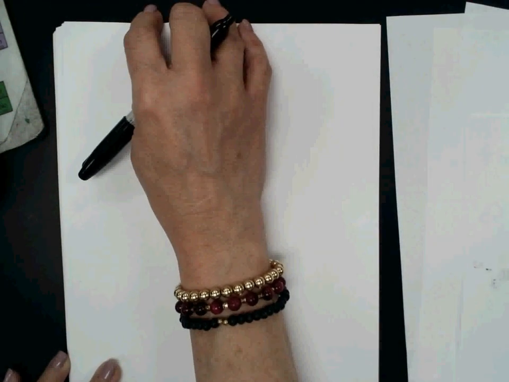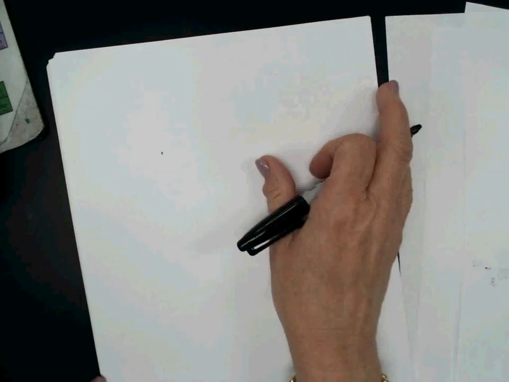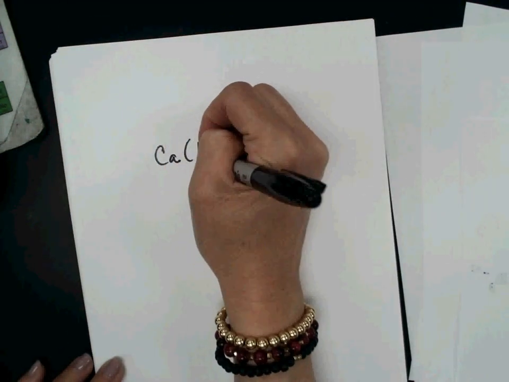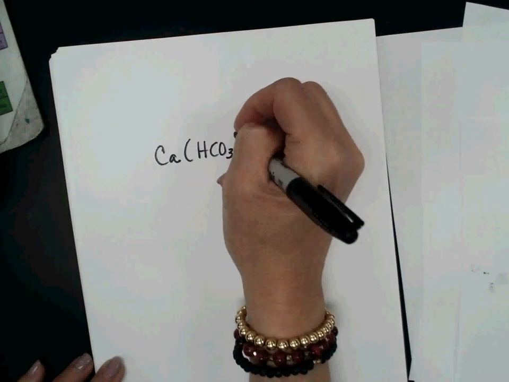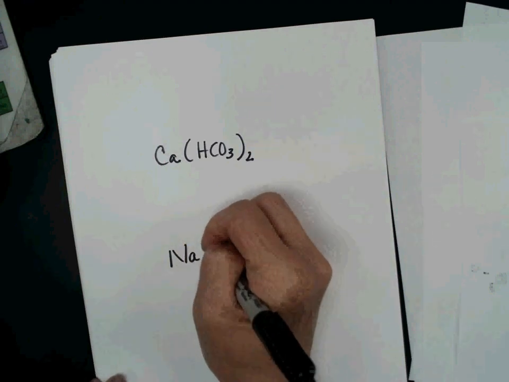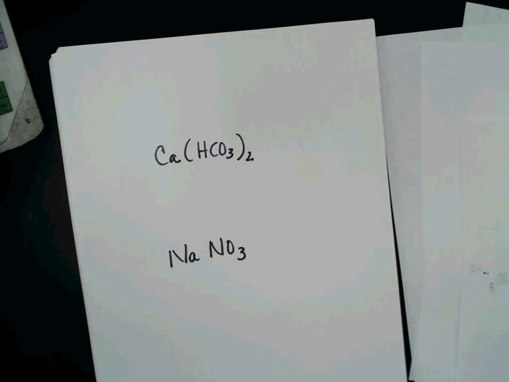Sorry. Now I'm going to give you some of them in words, and I want to see if you can figure out what they are. Or I'll give you the formula and you name it. I'll give you the correct formula. Ca(HCO3)2 and then NaNO3. Name both of those. The naming's way easier than making the formula, I think.